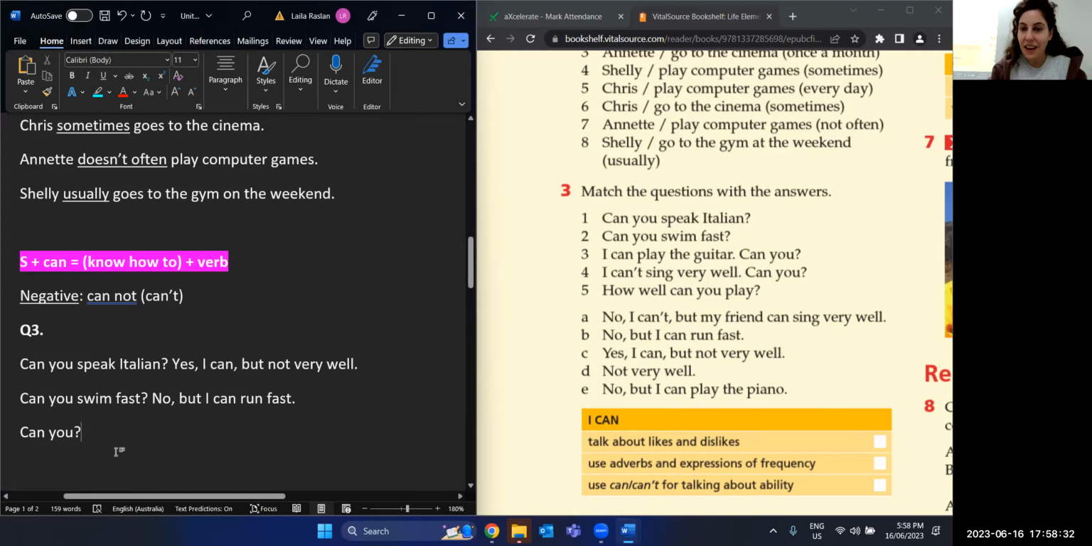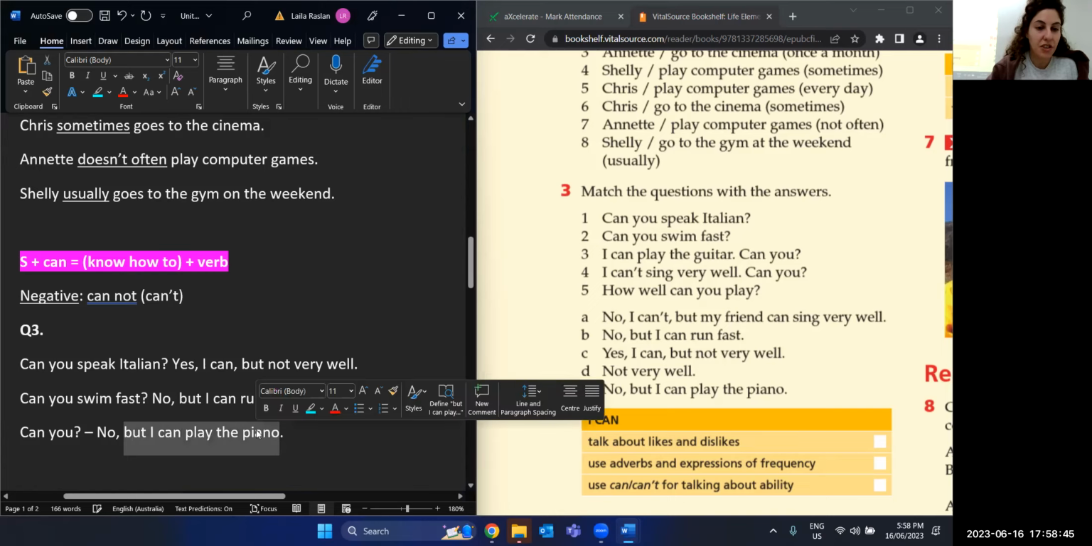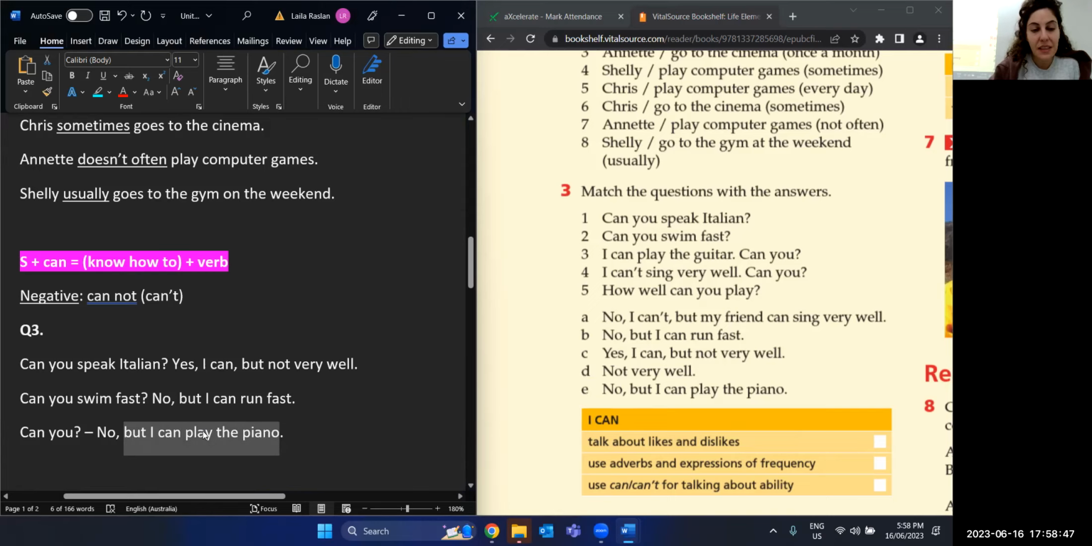So someone says, I can play the guitar. Can you? The answer was no, but I can play the piano. So say yes or no first, and then if you want, give more information. Maybe you play something else.